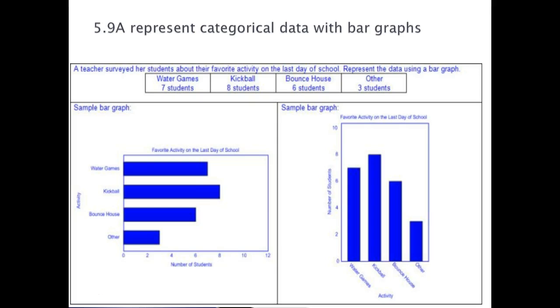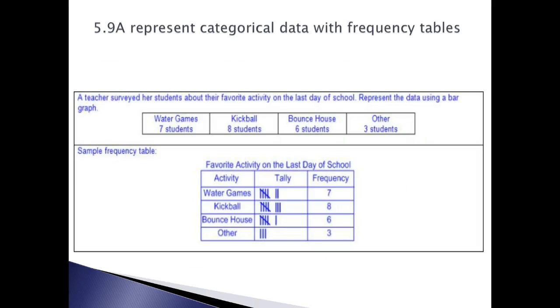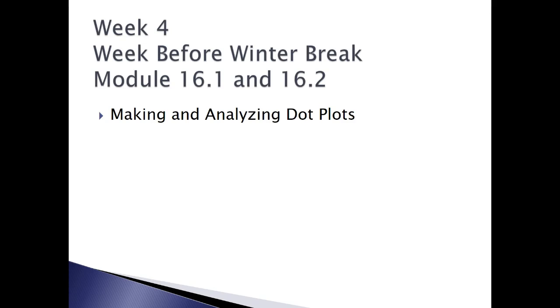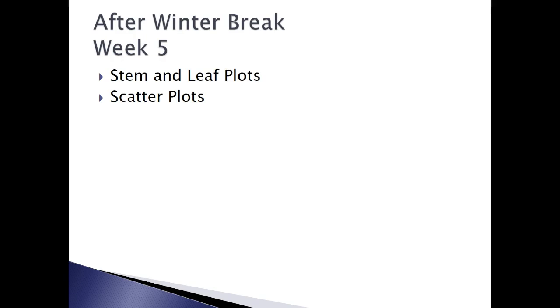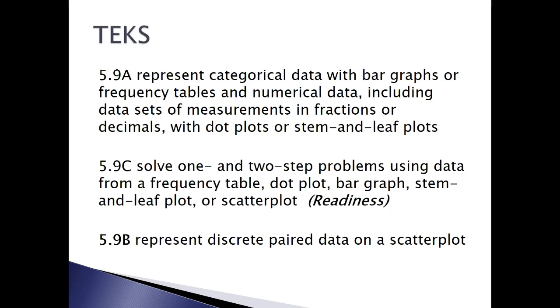So here in 5.9a, notice we're using bar graphs with categorical data as to what kind of games you like, whether it's winter games, kickball, and then bounce house, or anything else. Here's an example using a frequency table. And then after winter break, we're going to be making and analyzing dot plots. Notice now we're going to be using fractions. And the kids did very well on an item that did use that on the START test. Then after winter break, we're going to be doing stem and leaf plots and scatter plots.